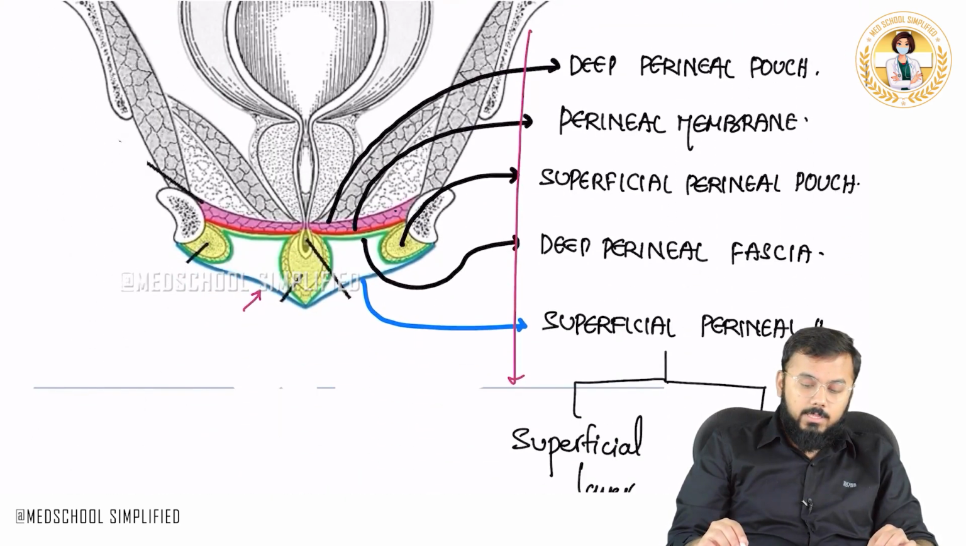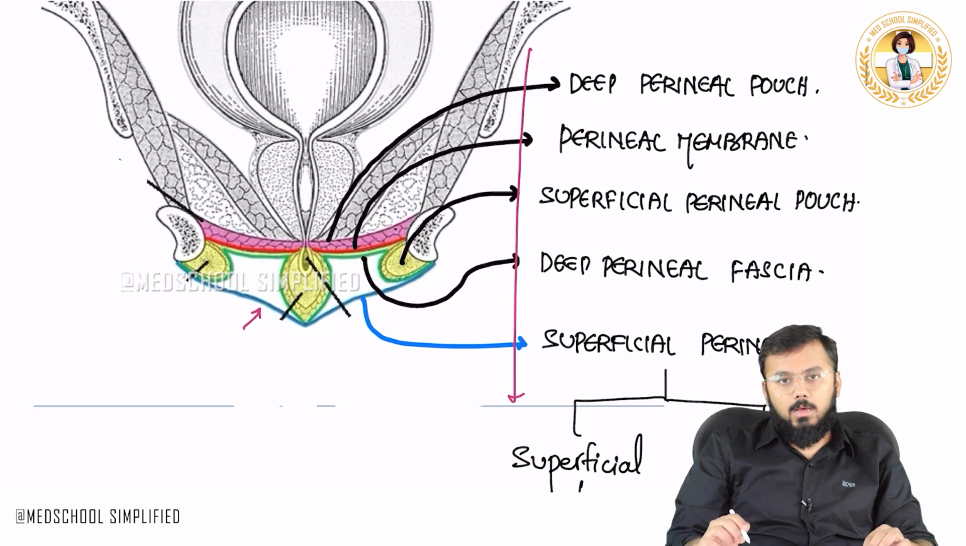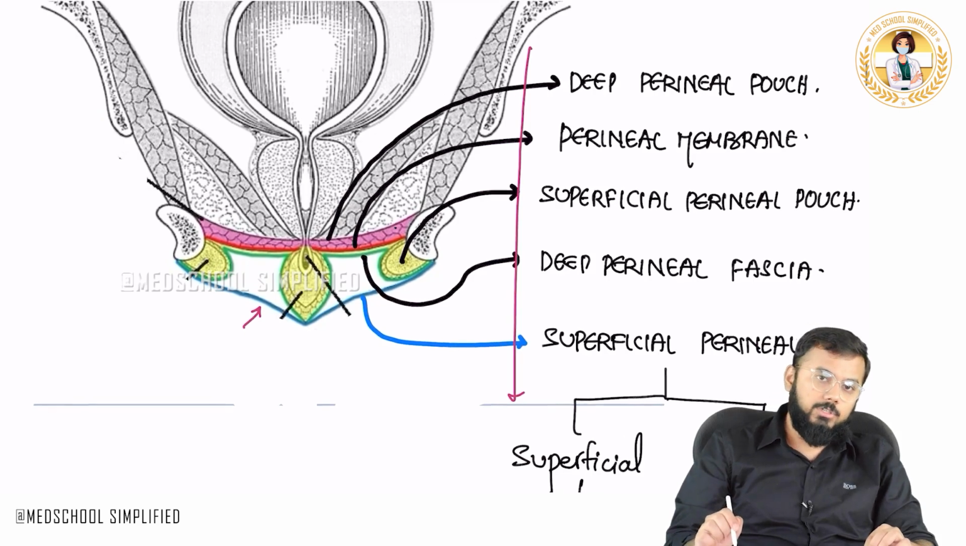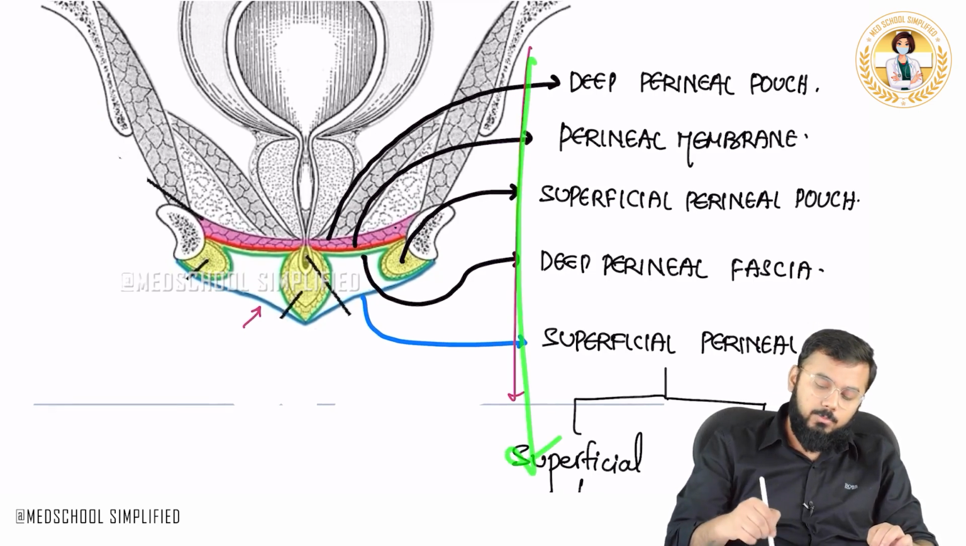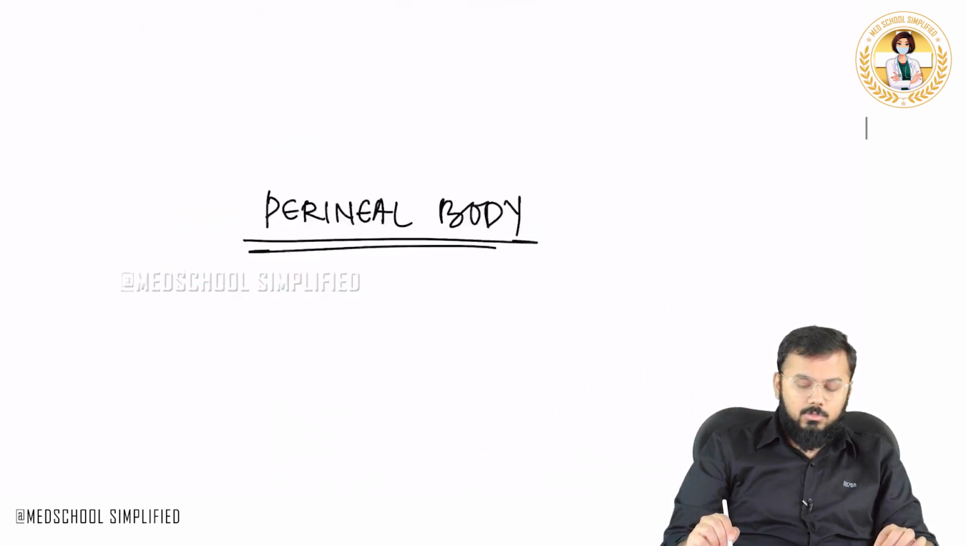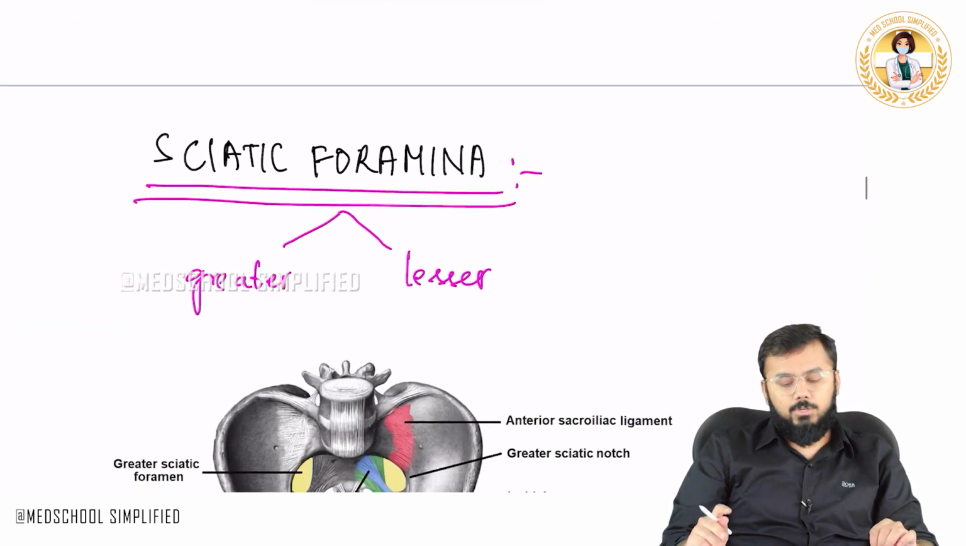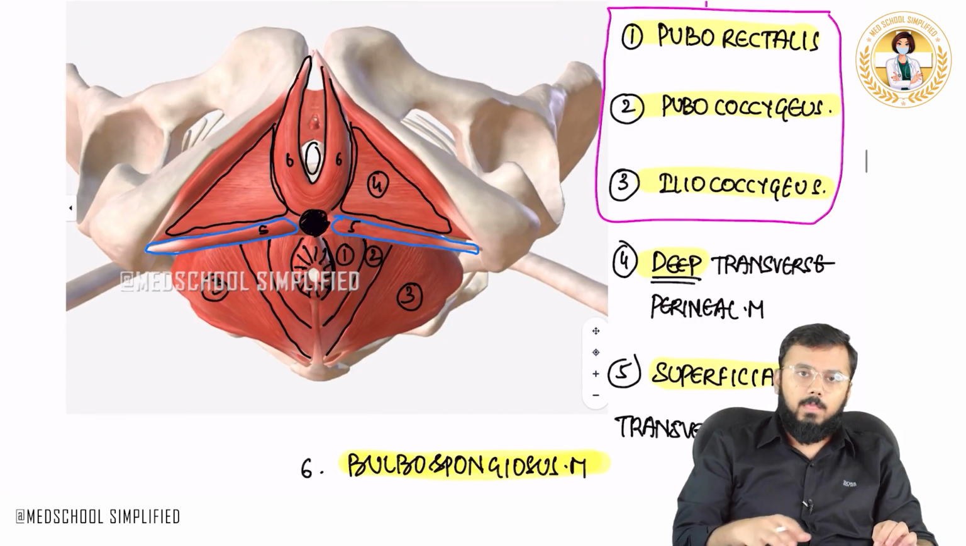Now the next important thing is the layers, all the way from deep to superficial. From the deep till the superficial, these are the layers. So this is something important which you need to know regarding the perineum region, guys.